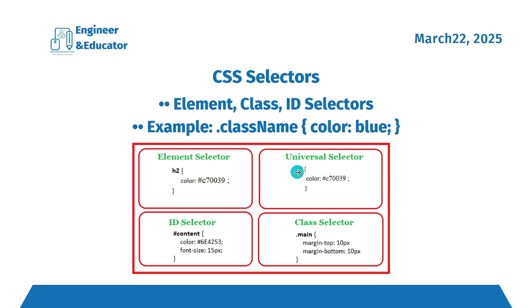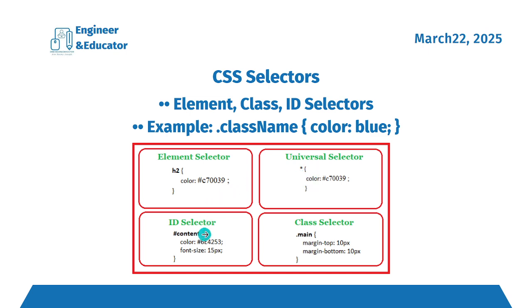Universal selector, that is star. That means if you want all the text, everything displayed on the web page, or all the contents in the web page, to appear with the same color, then you can choose the universal selector, that is the star, the asterisk symbol as we see.